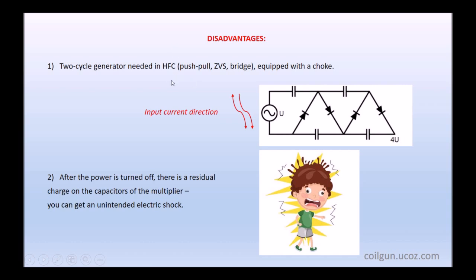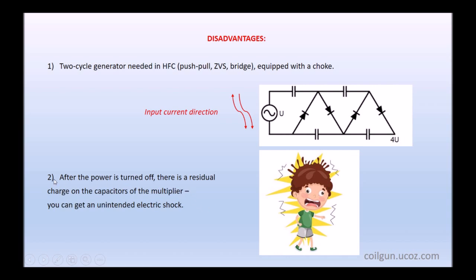What are disadvantages of multiplier circuits? As the input current direction is inversed, we must at first charge some capacitance and then discharge another one. So a two-cycle generator is needed. It may be on push-pull scheme or bridge scheme or half bridge, or the most popular is ZVS driver. And also we should equip it with a choke to smooth current peaks in an input stage.